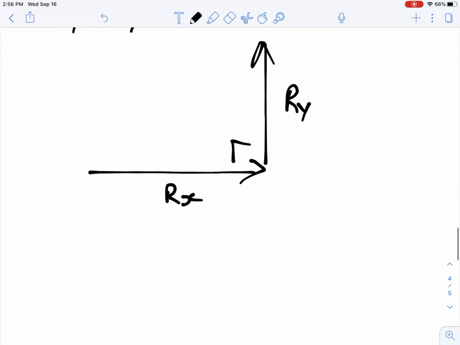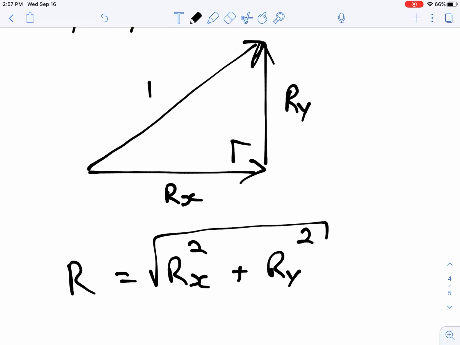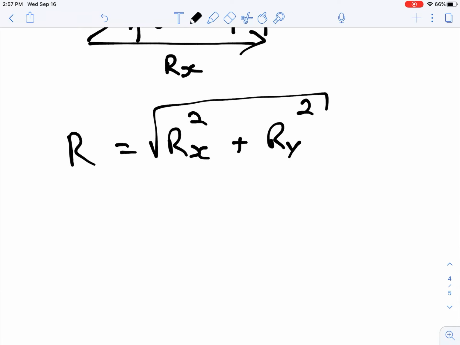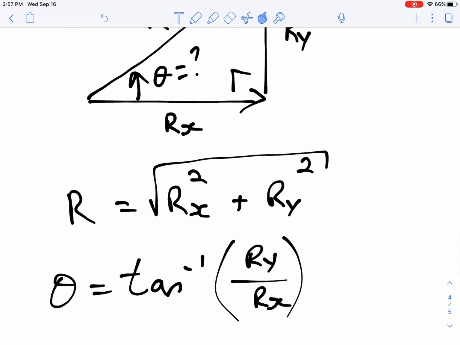So if I do Pythagoras, I would say that the length of vector r is going to be the x component squared plus the y component squared, all square rooted. And that would give me this hypotenuse, which we will call vector r. The only thing we need to know now is that direction. And the way we can get the direction of a vector is with the inverse tangent. The direction of that vector will be the inverse tangent of the y component over the x component. Okay? So that was vector decomposition.